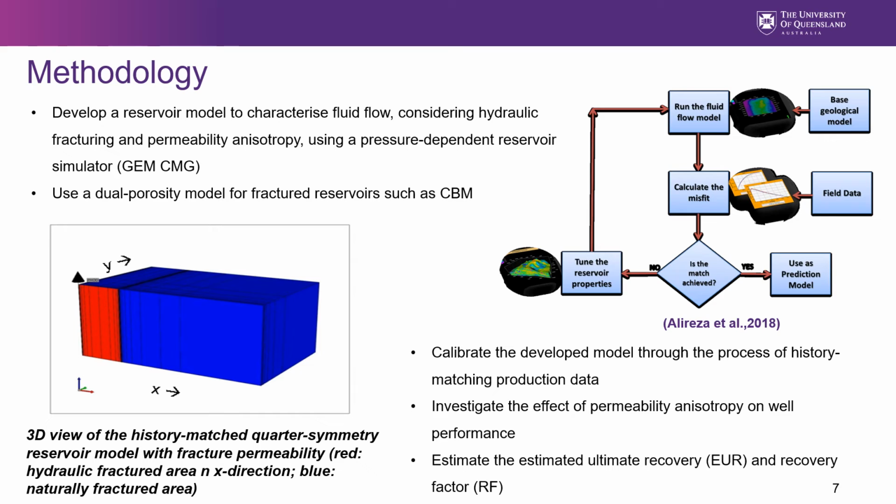So the first step here is to construct a reservoir model that represents a hydraulically fractured well and considers permeability anisotropy, as shown in the bottom left figure. This model is then used to history match pressure and production rates. Once a reasonable match is achieved, sensitivity analysis can be done with different permeability anisotropy ratios and assess the effect of this on the reservoir deliverability.